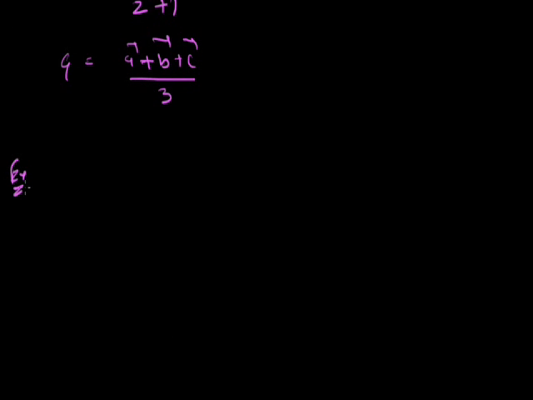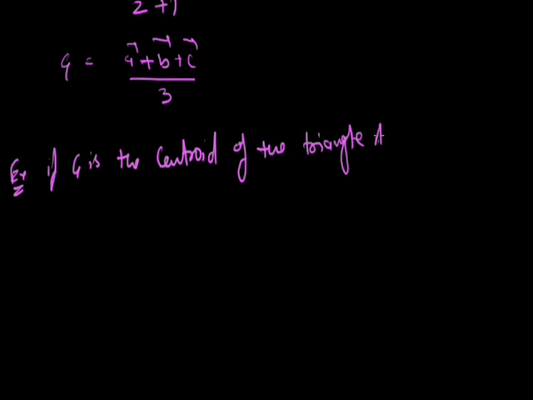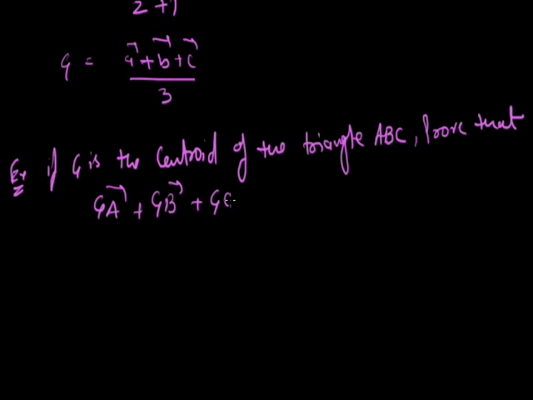Now the next example: if G is the centroid of the triangle ABC, prove that GA vector plus GB vector plus GC vector is equal to 0. Now let's see the solution.